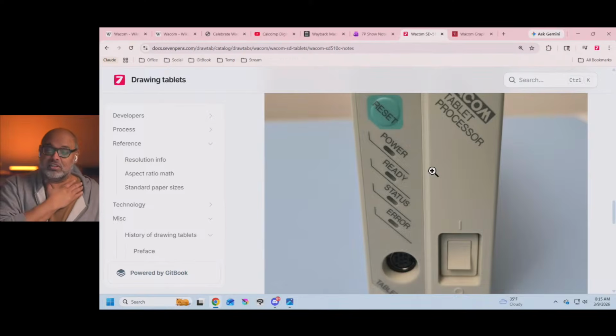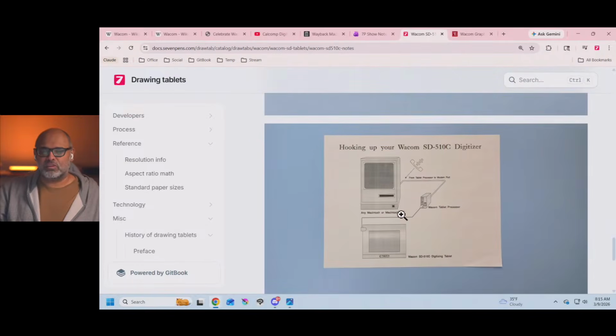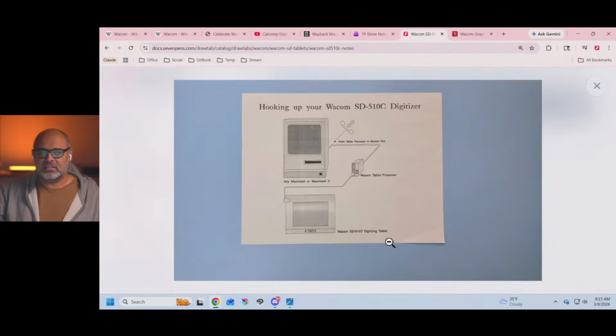Personally, I think it's cool. I want to have a tablet processor. I want a knob to change my pressure curve. I want switches to switch between pressure curves. I want an OLED display that shows the pressure curve and all sorts of stats about how I'm using the pen. That would be so cool. You'd feel powerful. So this is how it all gets set up: tablet, processor, and then to your computer.